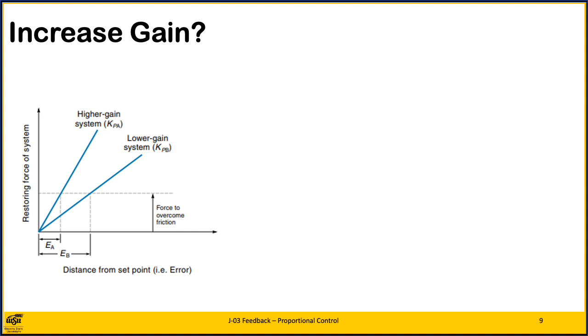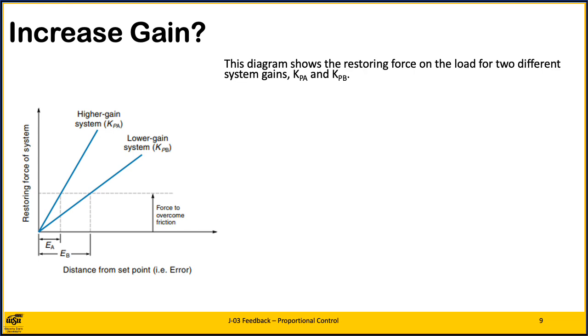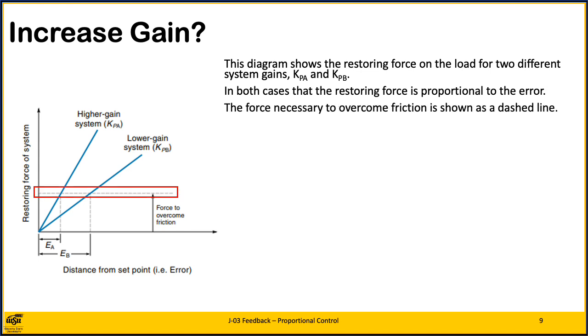One way to decrease the steady-state error due to friction is to increase the system gain, which is Kp in equation 11.1, which could be done in the previous model by using stiffer springs. Consider the diagram shown here. It shows the restoring force on the load for two different system gains, Kpa and Kpb. Notice in both cases that the restoring force is proportional to the error. The force necessary to overcome friction is shown as the dashed line.